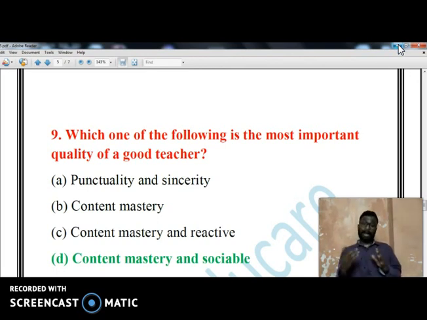Content mastery and sociable. I hope you understood. Content mastery is something like subject knowledge. Sociable is nothing but he or she should have some concern towards society aspects even. So yes, content mastery and sociable is the important quality that a good teacher should possess. It is the quality of a good teacher. I hope you understood, right?